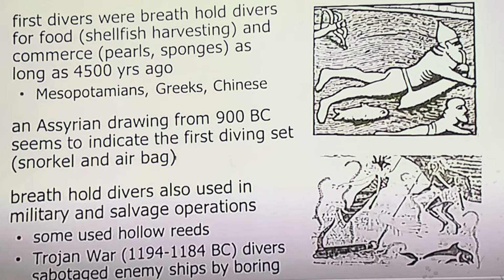An Assyrian drawing from 900 BC seems to indicate the first diving set where there's a snorkel and an airbag. Breath hold divers were also used in military and salvage operations. Whenever they'd have shipwrecks, the very first things like that were things like this, where people were diving down.